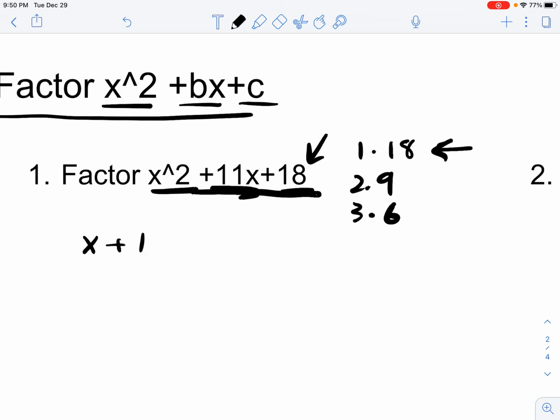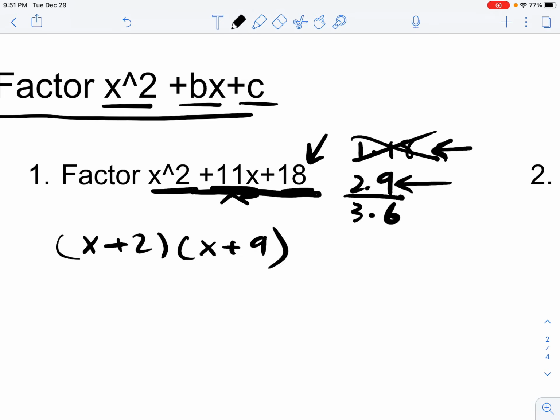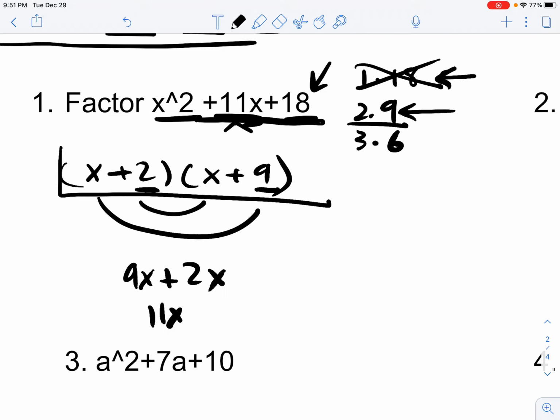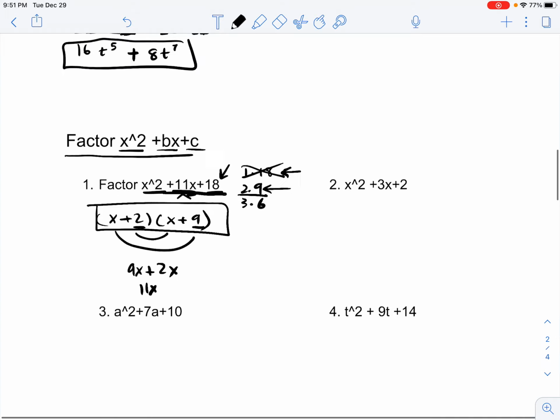If we do x plus 18 times x plus 1, that does give us 18, but it doesn't give us 11x. So we got to get rid of that. That doesn't work. Let's try 2 times 9. X plus 2 times x plus 9. In that case, it does work, because 2 times 9 is 18, and 2x plus 9x is 11x. So we know that our answer is x plus 2 times x plus 9.